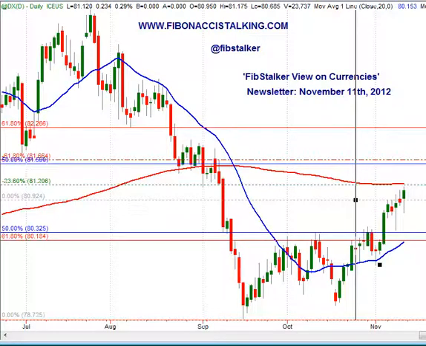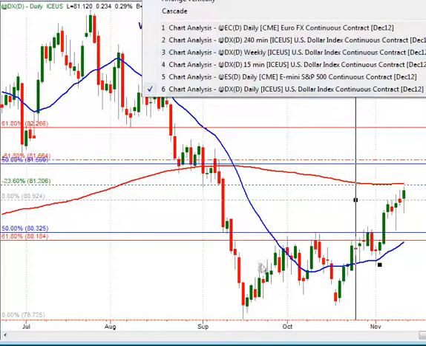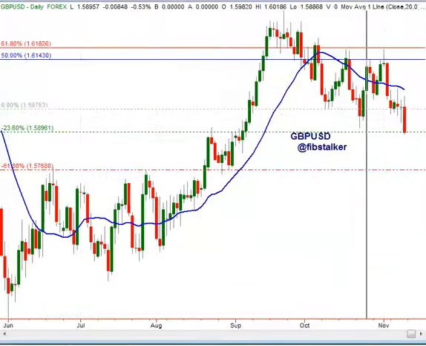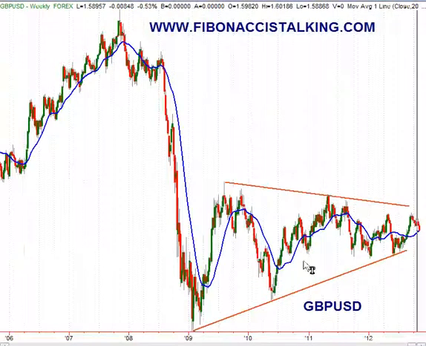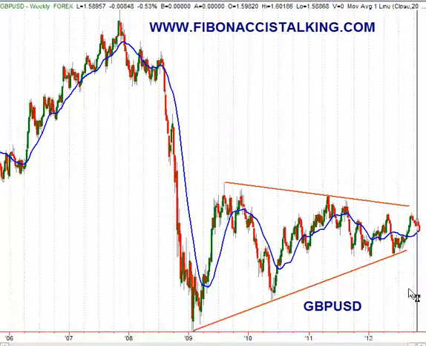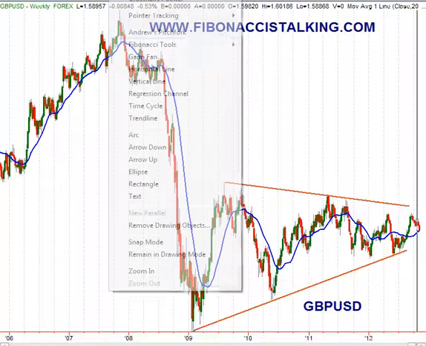Let's move to the pound versus the US dollar. On the weekly chart, we have this huge consolidation at lows. We expect the pound to go higher if and when weakness in the dollar will resume.